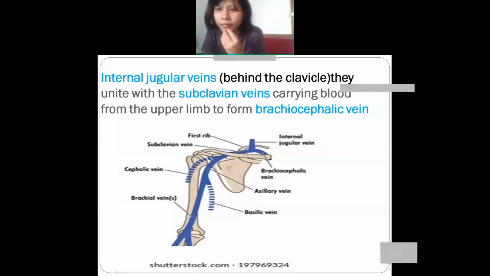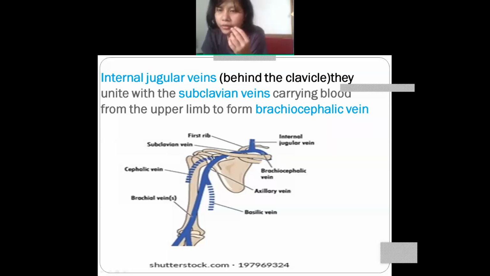This internal jugular vein will unite with the subclavian vein. This is the subclavian vein. They will unite, meaning they will come together, they will join together. With the help of these two veins, the internal jugular vein and the subclavian vein, they carry blood from the upper limb to form the brachiocephalic vein, which is this.